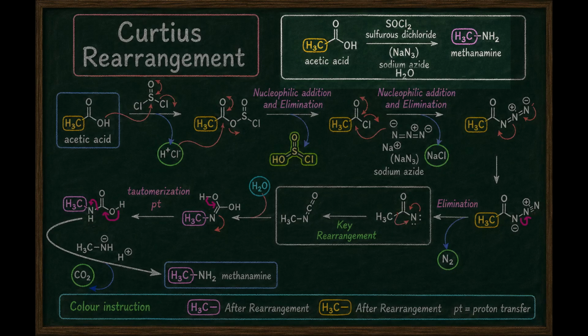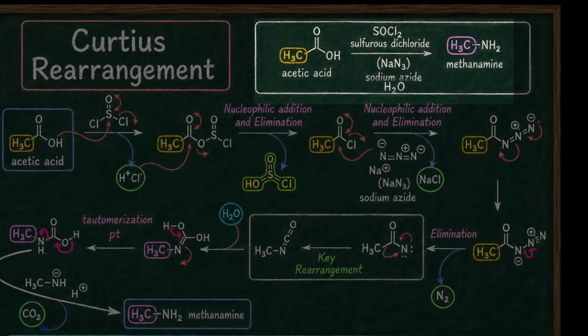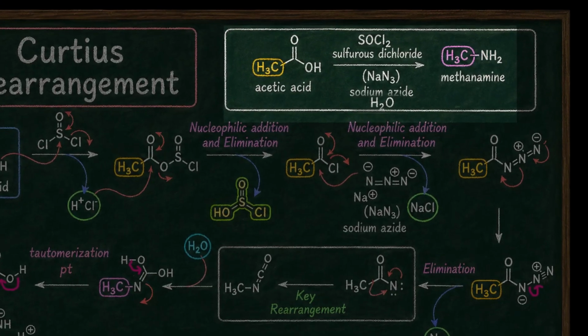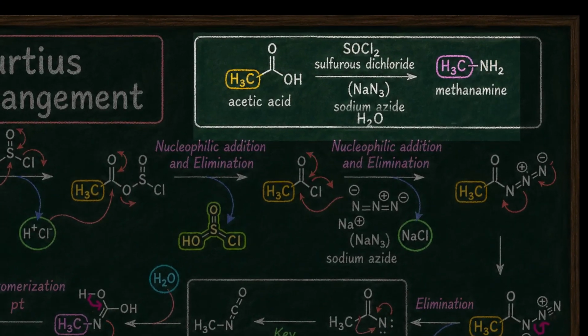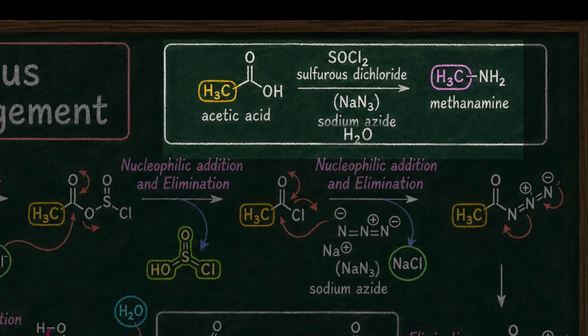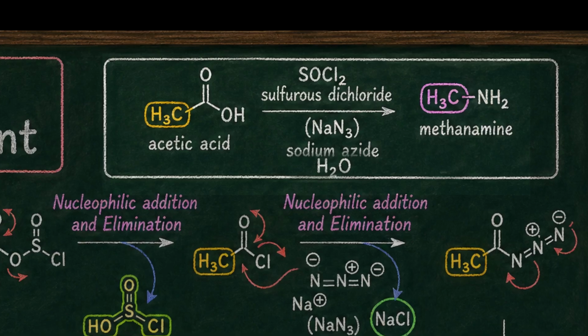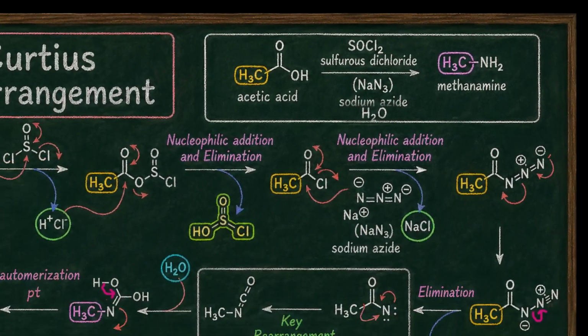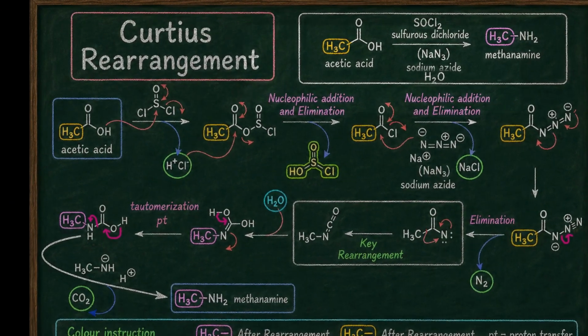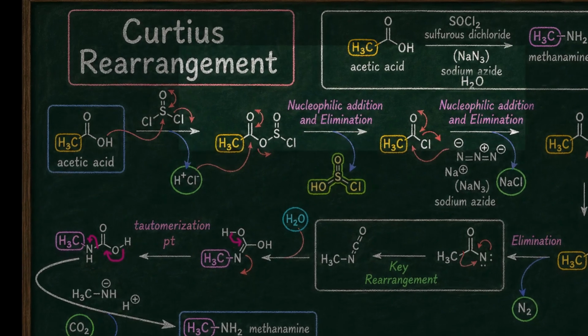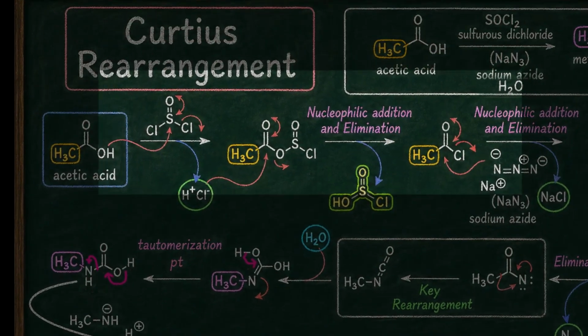Hello everyone. In this video, we'll clearly understand the Curtius rearrangement mechanism using this visual chart. This reaction converts a carboxylic acid into an amine with the loss of carbon dioxide. Let's go step by step. Step 1. Formation of acyl chloride via thionyl chloride. Let's look at the first step very carefully.